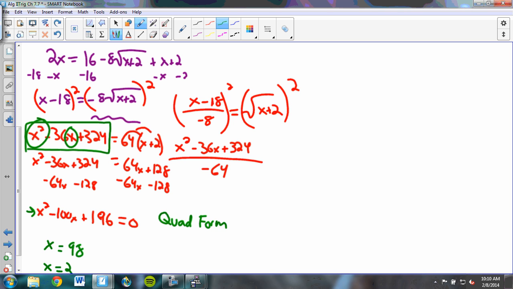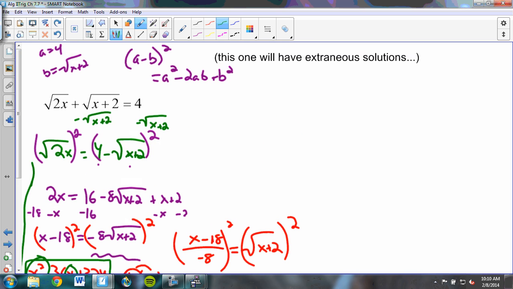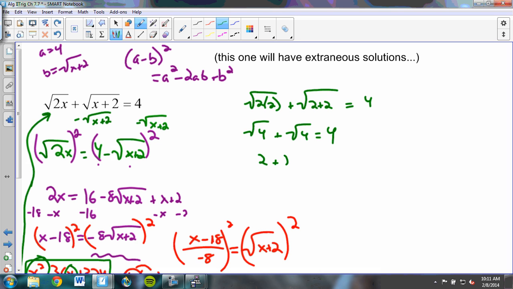Well, those are the two possible solutions. We have to see if they both work, and there's a very good chance that they both don't work. So if I take 98 and 2, and take those solutions all the way back up to the top, I'm going to plug in a 2. That's equal to 4, the square root of 4 plus the square root of 4, that's really 2 plus 2, which equals 4, so that one checks.